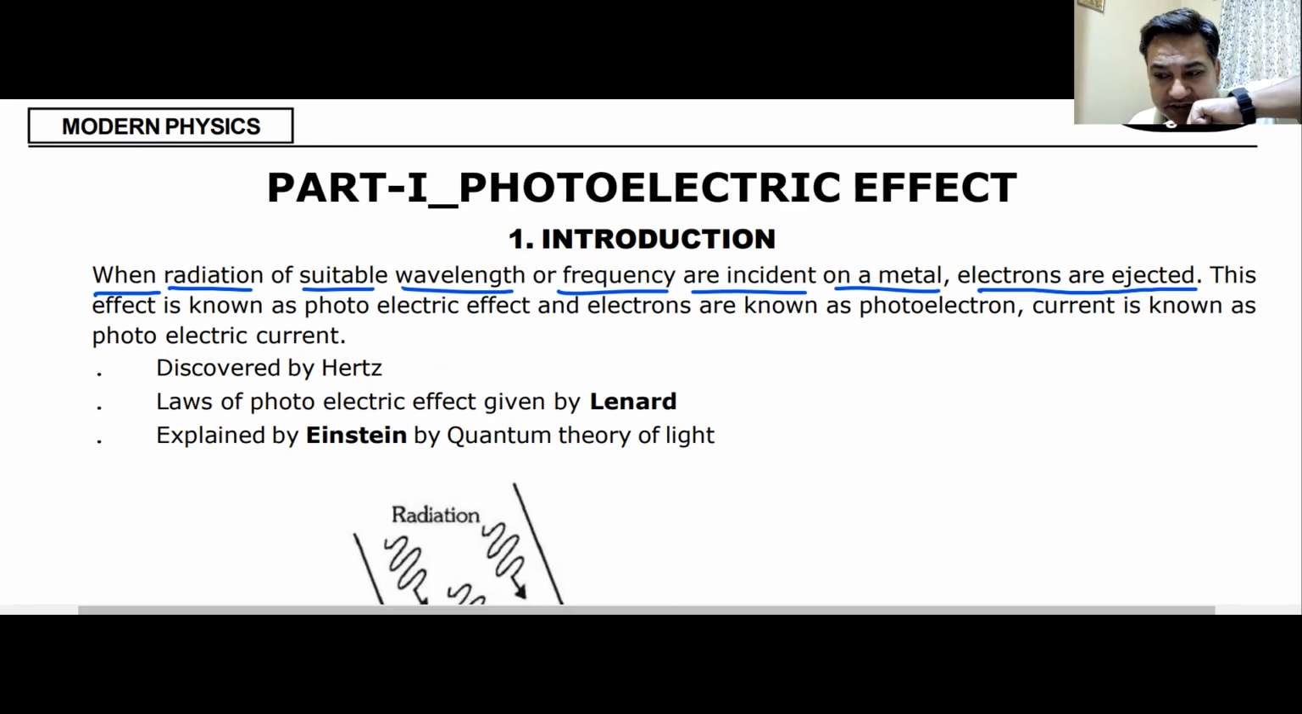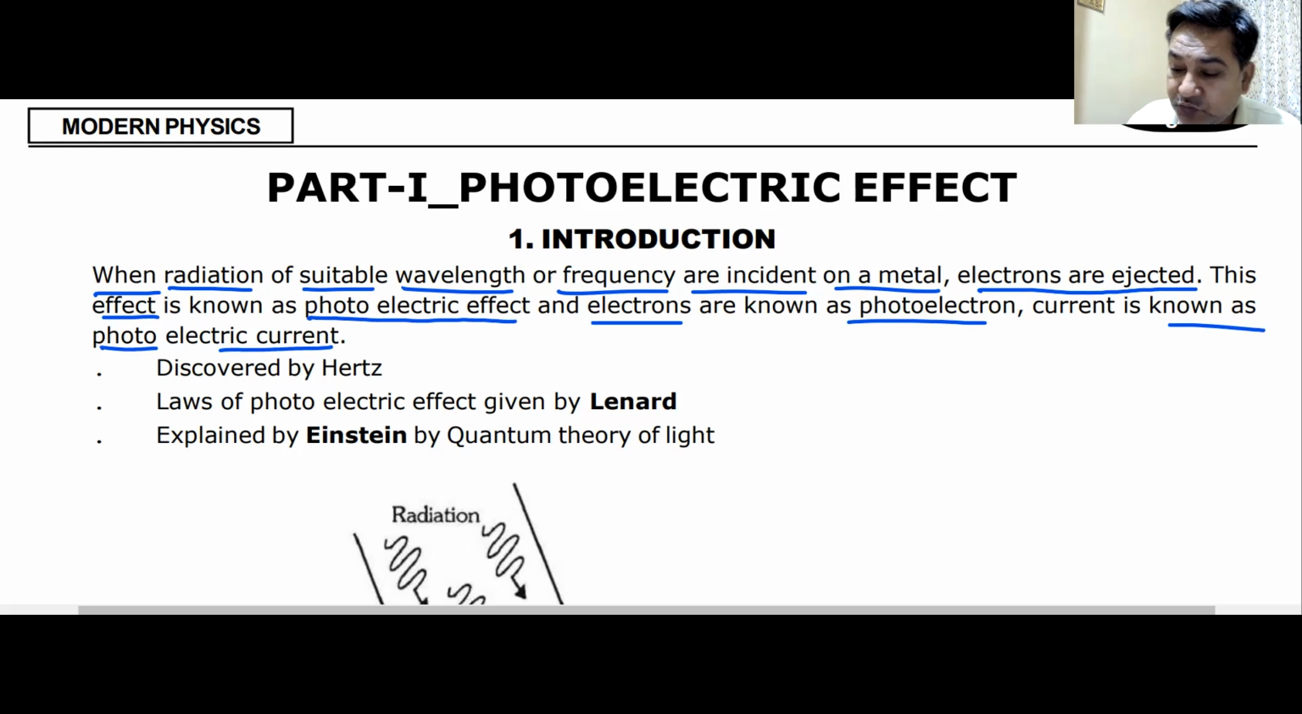Electrons get sufficient energy and they are ejected out. This effect is known as photoelectric effect. The electrons which are ejected are known as photoelectrons. And if I can establish a current, this current is known as photoelectric current. Do we understand this in simple language?